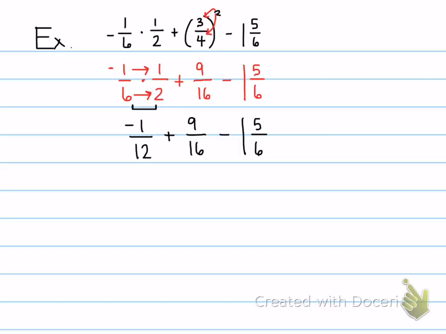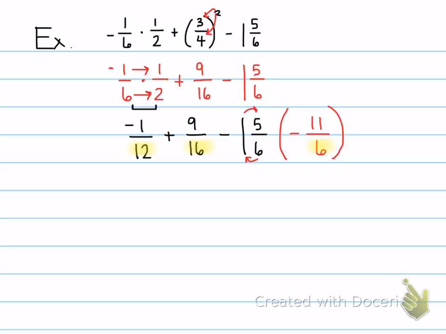I am going to find a common denominator for all of them. So I know that I need to change this 1 5/6 to 6 times 1 is 6, plus 5 is 11. So what I'm really minusing is 11/6. So I have 12, 16, and 6.